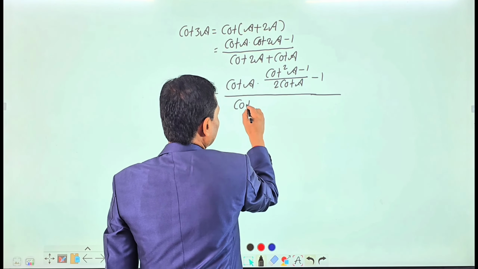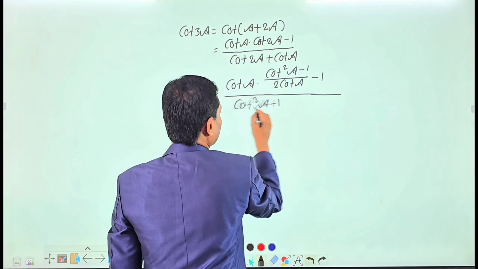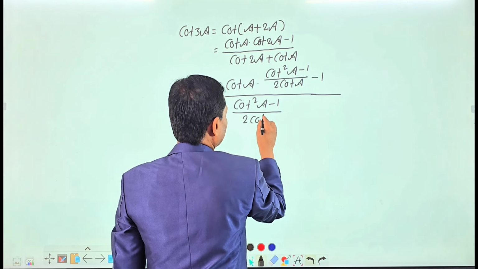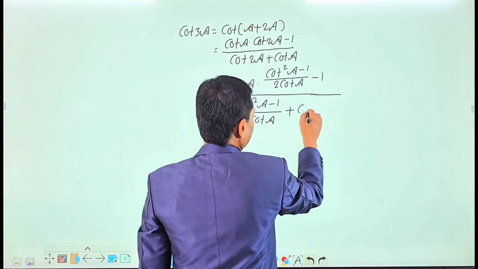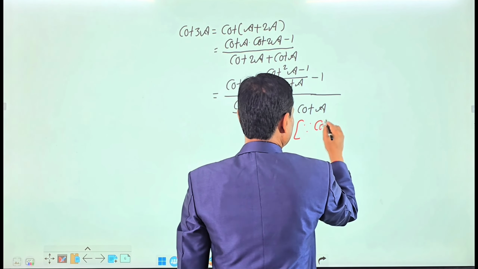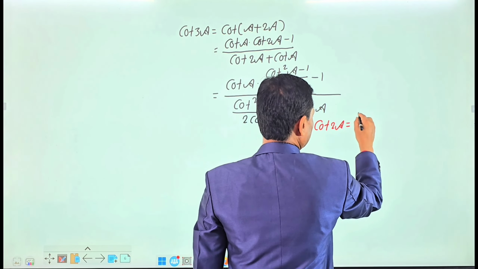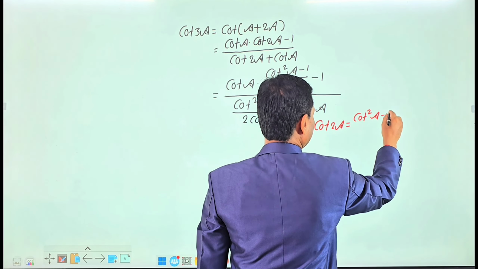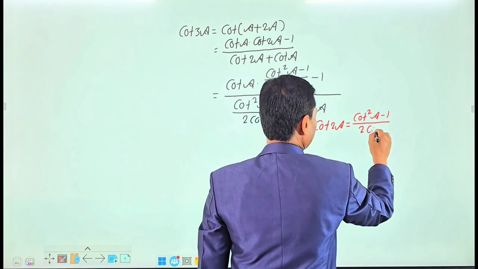So again we are going to write the formula of cot square a minus 1 over 2 cot a, and then plus cot a. So not to forget to write the formula inside the bracket, that is cot 2a equals to cot square a minus 1 over 2 cot a.